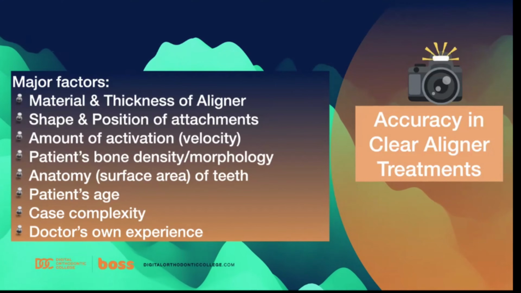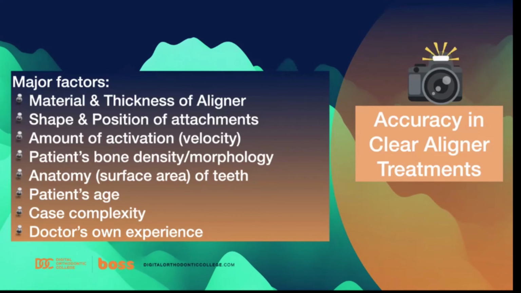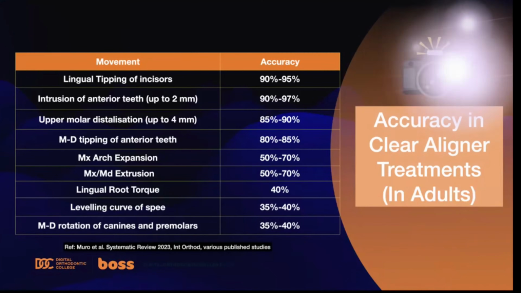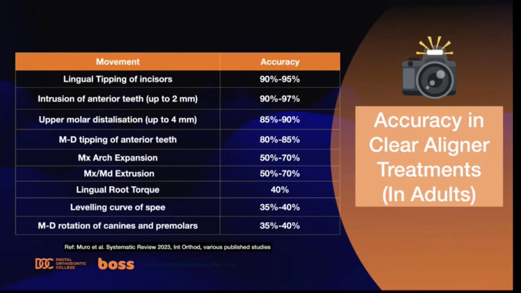What is the patient's age, case complexity, and your own experience? We also know from a culmination of accuracy studies in clear aligners that we have variable accuracy when it comes to adults. A lot of this data is from adults, and I've aggregated this in a table form to show that lingual tipping of incisors with clear aligners is highly predictable, highly accurate. Intrusion of anterior teeth and upper molar distalization, again, very high accuracy.